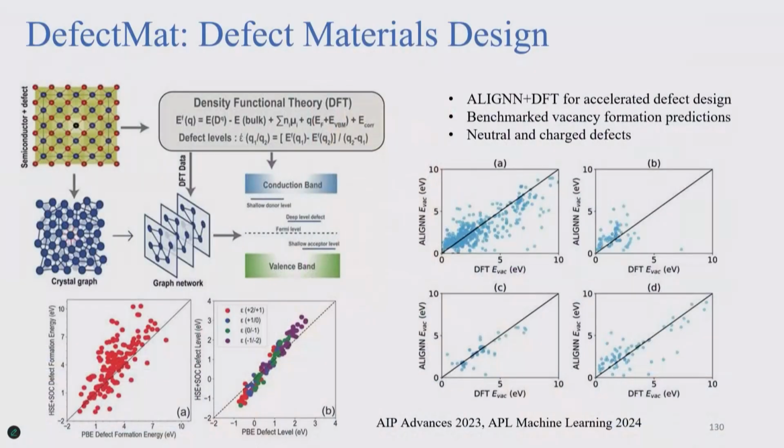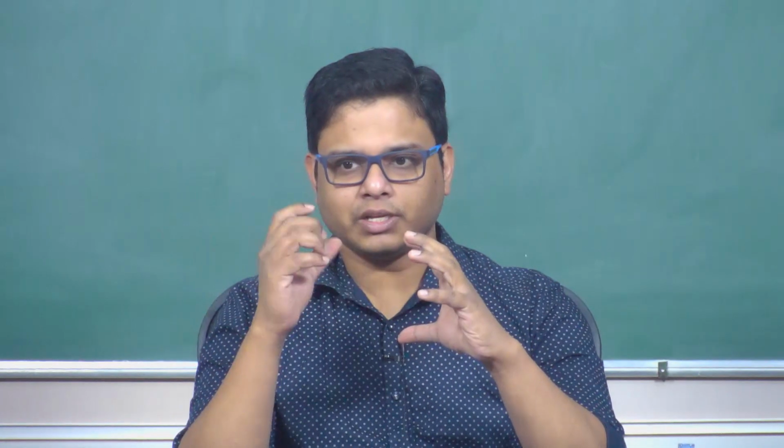We can use this for defect material design as well. So you have a perfect material, you take one atom out, okay, and then you calculate the energy, and then you have the chemical potential of that element.